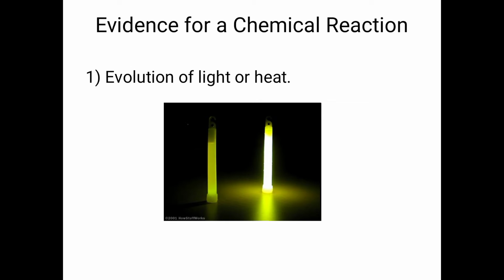Now here are a few evidences, or features, of a chemical reaction, which depict that a chemical change is taking place. First is evolution of light or heat. Whenever a chemical reaction takes place, sometimes it gives off heat or light.